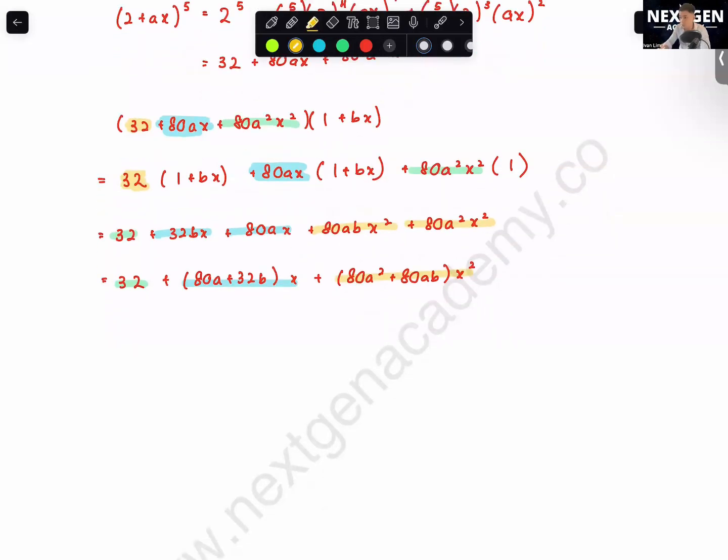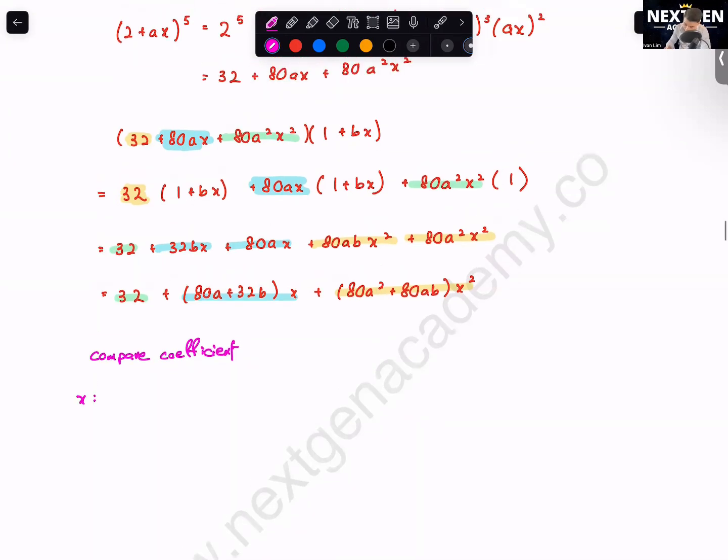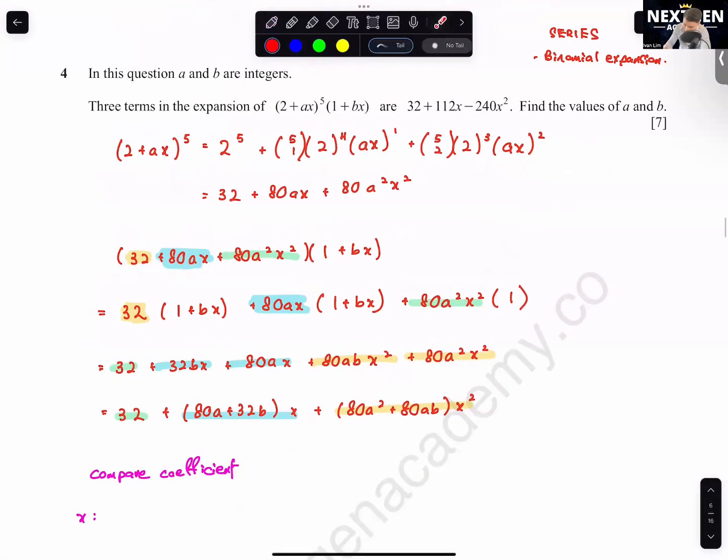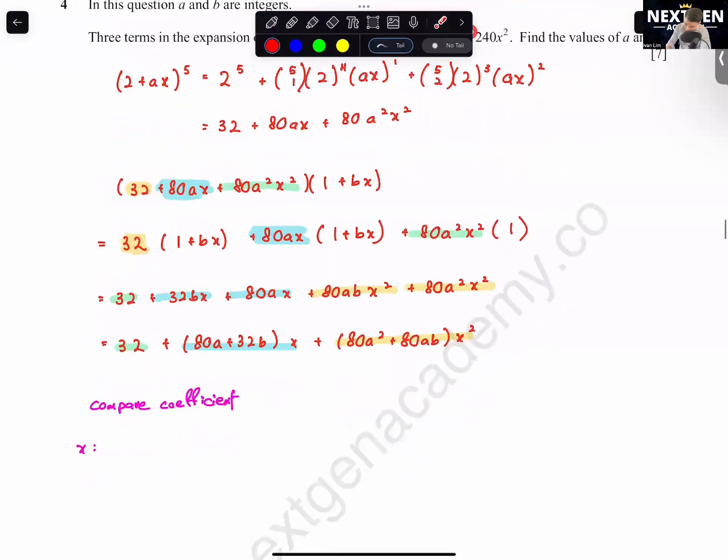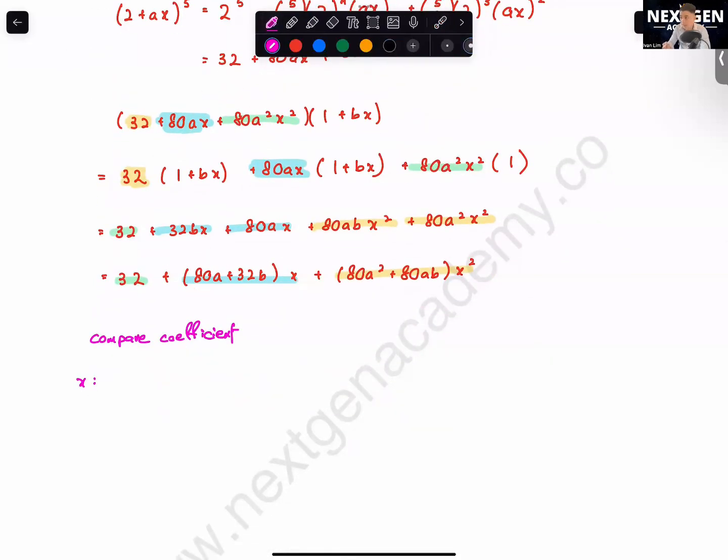Okay, then now what we do? We compare the coefficient now. Okay, compare the coefficient. Okay, I'm going to start with the x first. So x they gave me in the question is equals to 112. So I'm going to compare this and 112. I don't have to write down the x anymore. So I write here 80a plus 32b equals to 112.